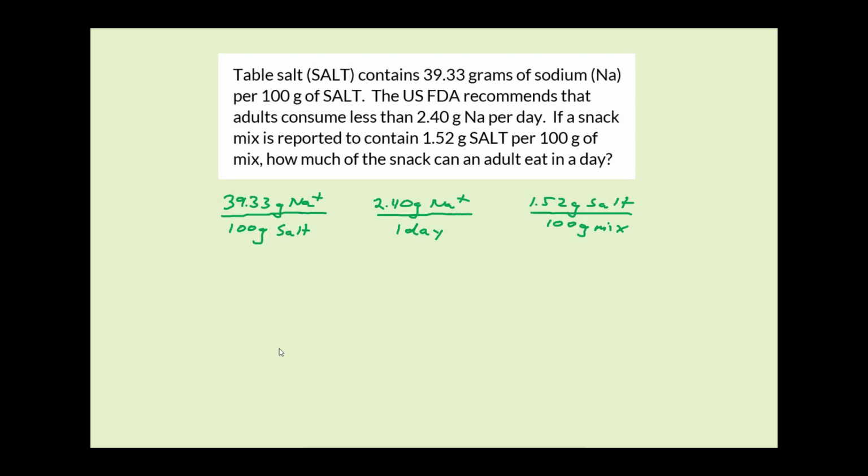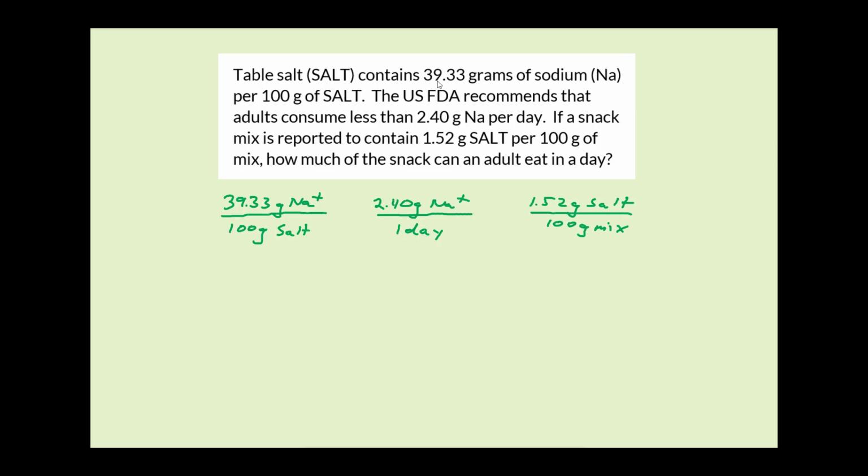All right, folks, here we have one of the hardest types of dimensional analysis problems where, in this particular case, we are looking at figuring out how much of a snack that an adult can eat in one day, given a variety of information. So let's take a look at some of the information that we're given here.